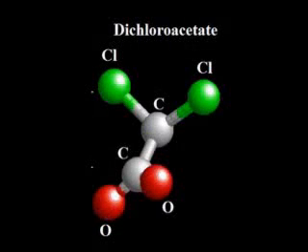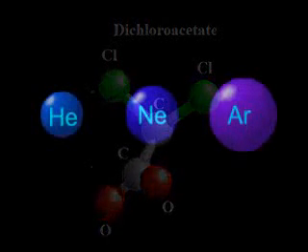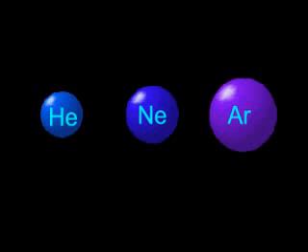Atoms of certain elements bond readily with each other. For example, such elements as oxygen and chlorine readily form bonds with other atoms. The atoms of some elements do not easily bond with other atoms. For example, helium, neon, and argon do not bond with other atoms.